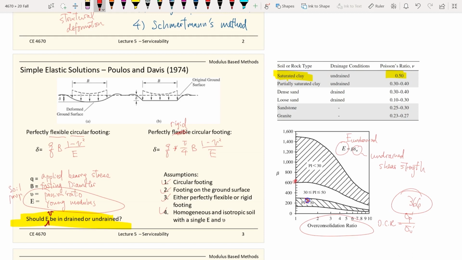If you want to be conservative in design, you may want to pick this point, or if you want to get a ballpark of things, you may want to take the average.